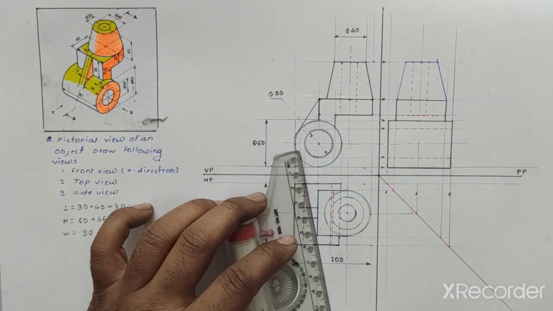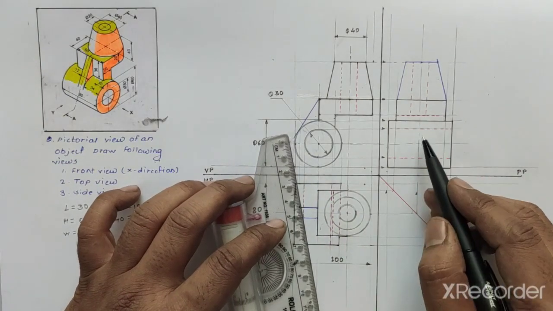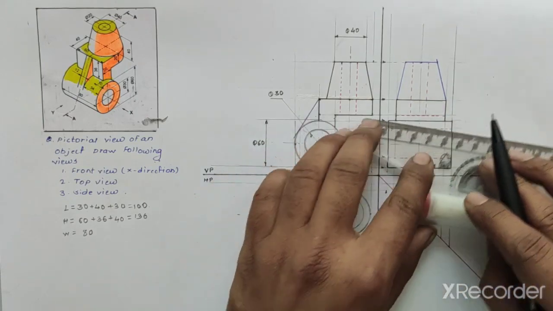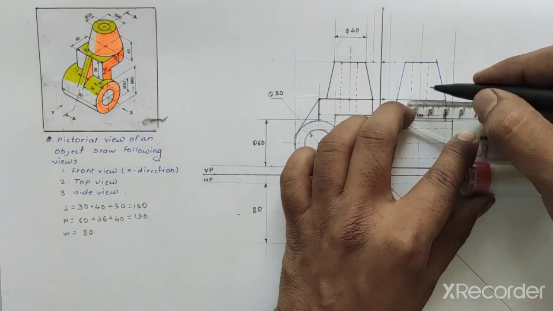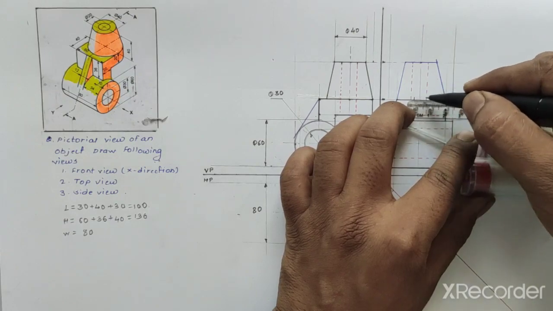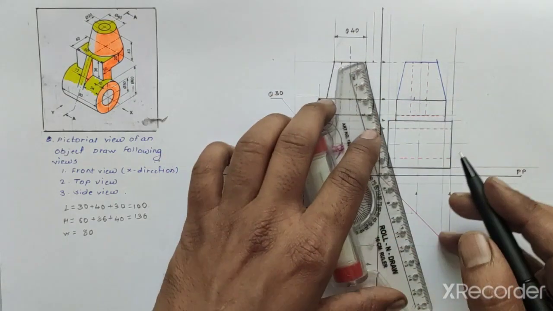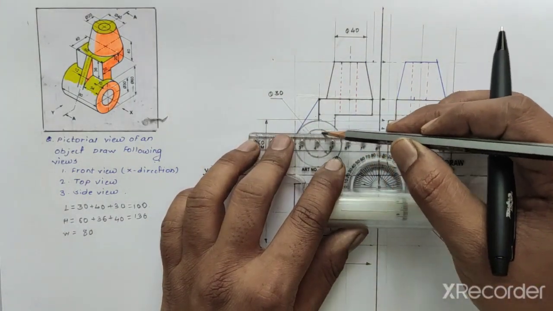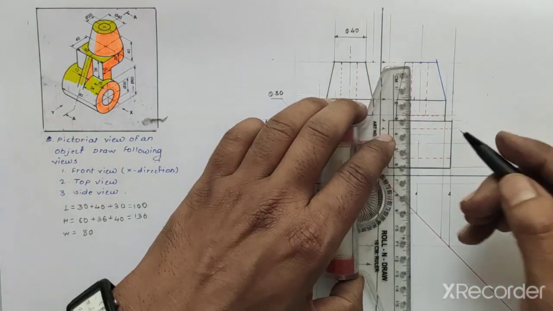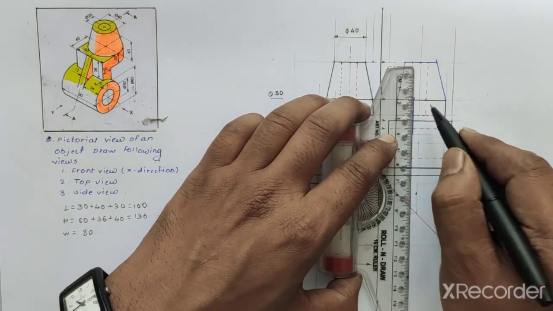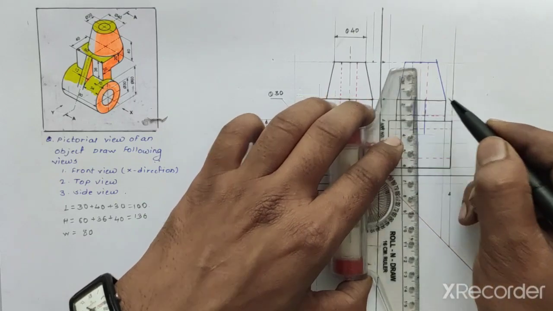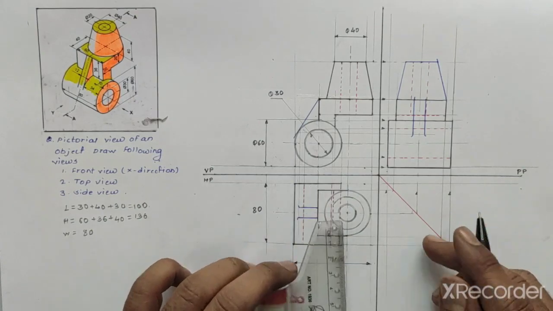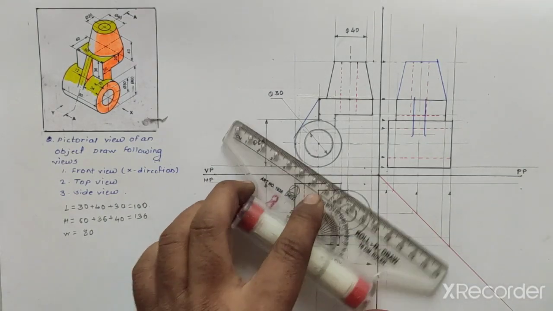And finally the rib portion, it is present exactly at the middle. It is 6 mm for one side, 6 mm for other side. And it appears tangentially. Take the reference from the front view. It is a visible part. This is the side view of the object. Show the dimensions.